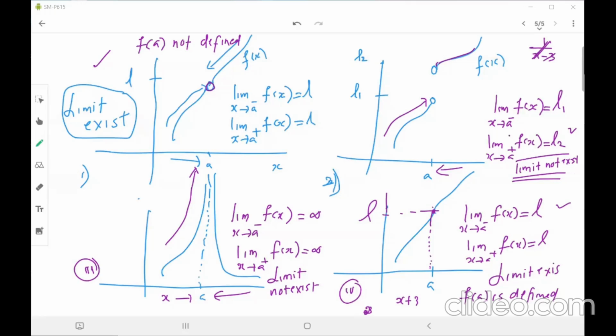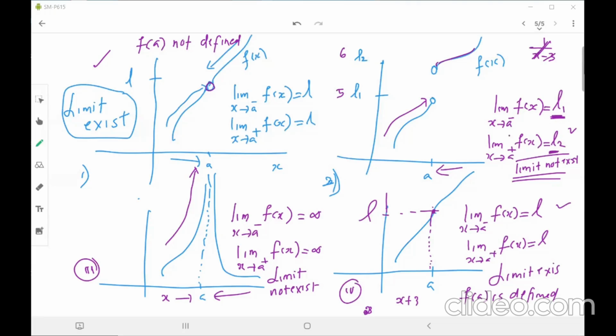Why in the second case and the third case does the limit not exist? Could you explain that? Yeah, because in the second case, in the left limit you are getting the value L1, and in the right limit you are getting the value L2. For example, if L1 is equal to 5 and L2 is equal to 6, they are different. In the left limit, you are approaching one number; in the right limit, you are approaching another number. They are not the same. Since they are not the same, the limit does not exist.